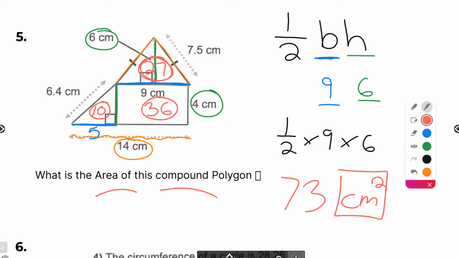And ladies and gentlemen, this is how you find the combined area of a geometric shape, especially of a compound shape. And when we talk about compound shapes, we're talking about a shape made up of a bunch of little basic shapes that we've already discussed in class.